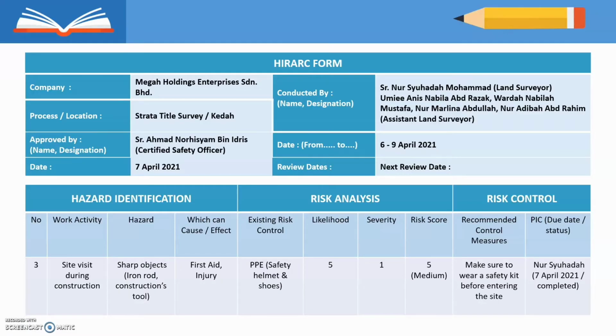My work activity is site visit during construction. As we can predict, there will be sharp objects everywhere such as iron rods, construction tools, nails, screws, and others. It can cause the workers to face a first aid injury, which could lead to open cuts, minor abrasions, and other possibilities.